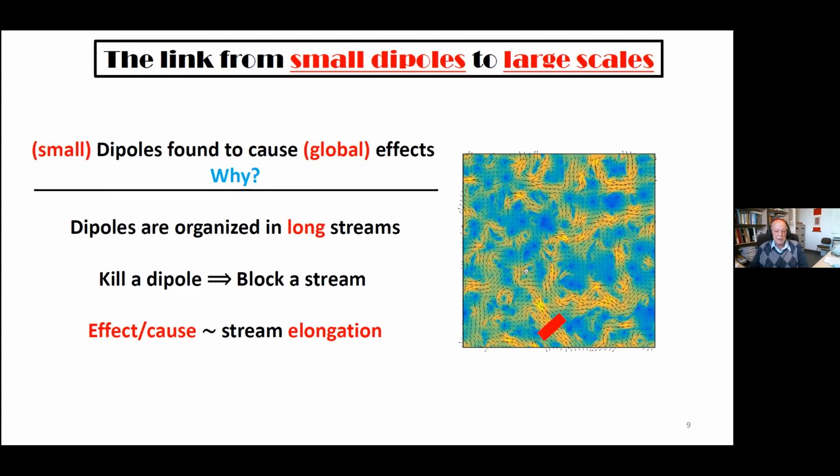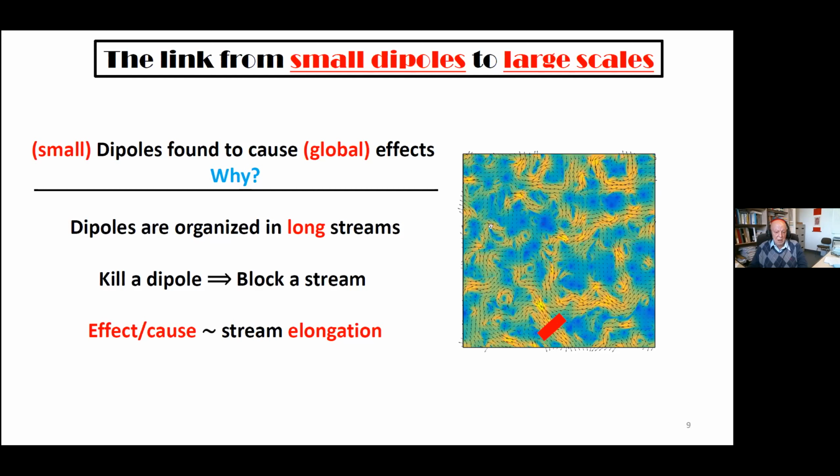You block the stream, and then you're blocking the whole river. It's like you put a dam in a river. It not only gets dry near the dam, it gets dry all the downstream part of the river. Okay, so this is the link between the small and large, the formation of these streams.